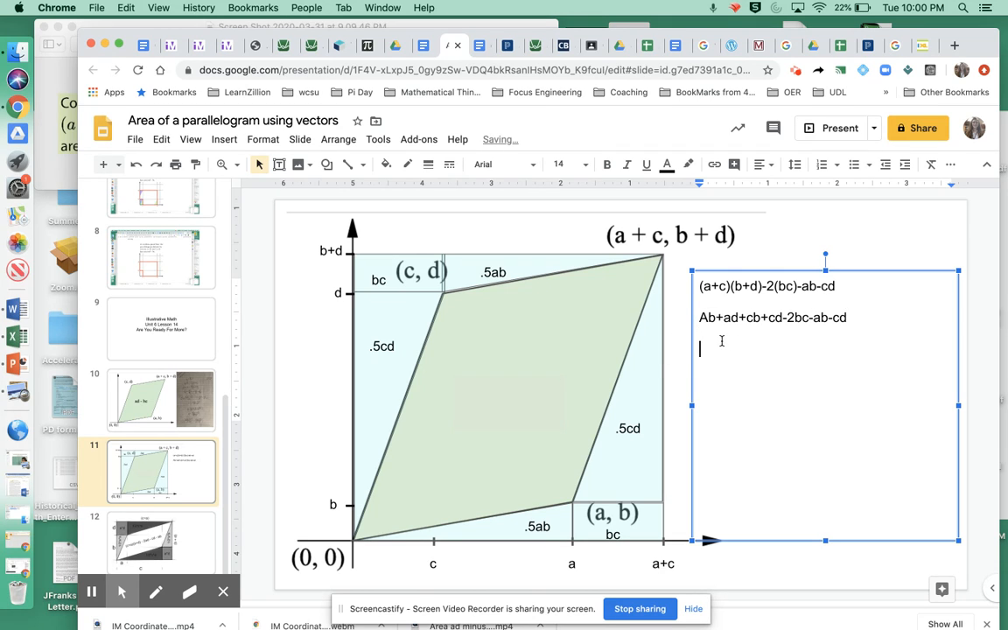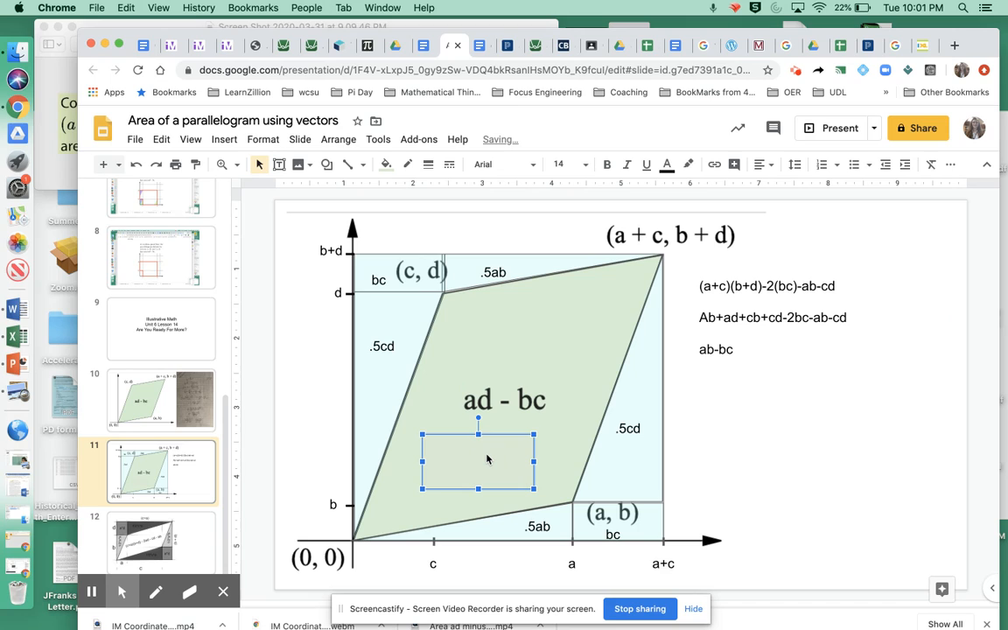I can see that I have an AB here and a minus AB here, so those are going to go away. I have a CB here and a 2BC here, so I'm going to be left with minus BC, and I have a CD here and a minus CD here. So altogether, I'm left with AD minus BC. And that is what I wanted.